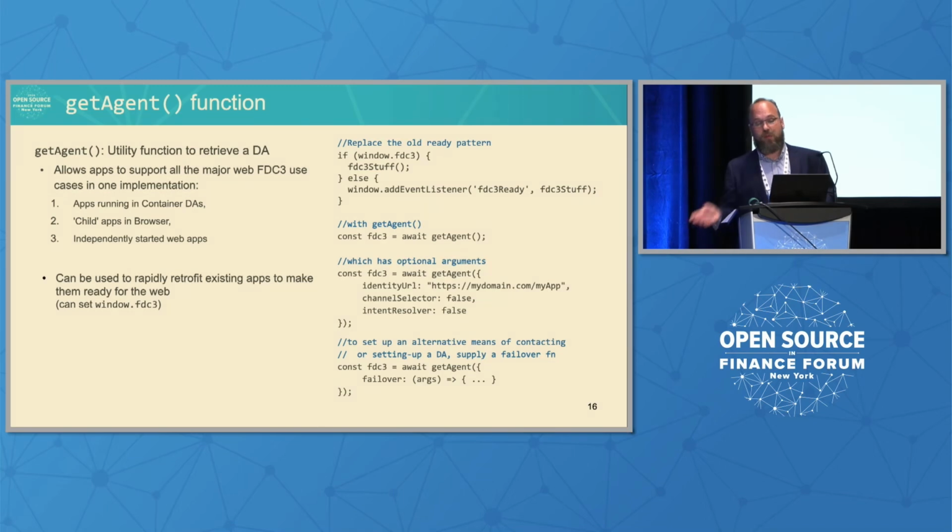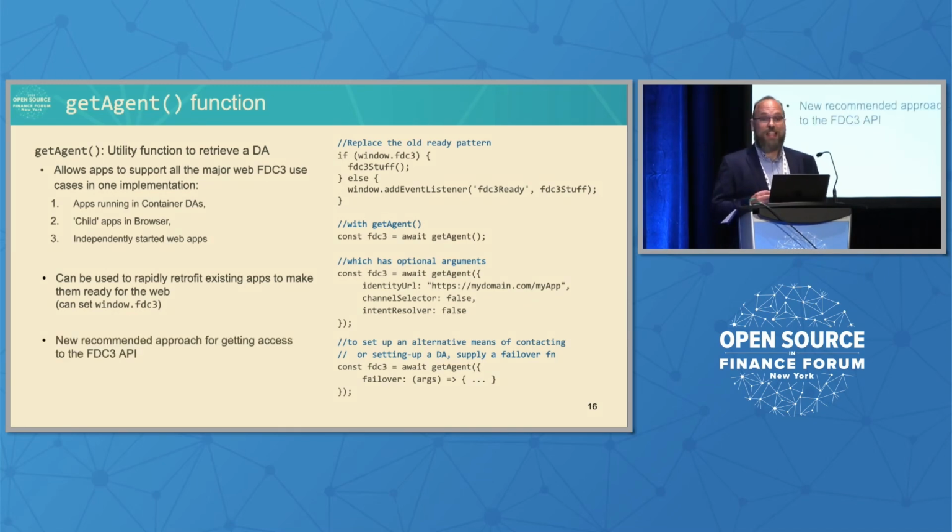You take this code out, replace it with a very simple call to getAgent, and that will attach you to the desktop agent and give you the reference for it. There's a number of optional arguments to change how it behaves, and you can set up that failover function to do something else if it didn't find one. This is intended to become the new recommended approach for getting access to the FDC3 API, whoever you work with.